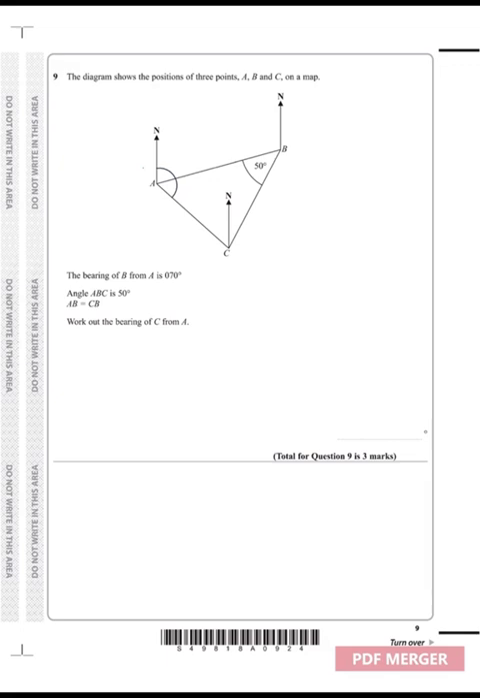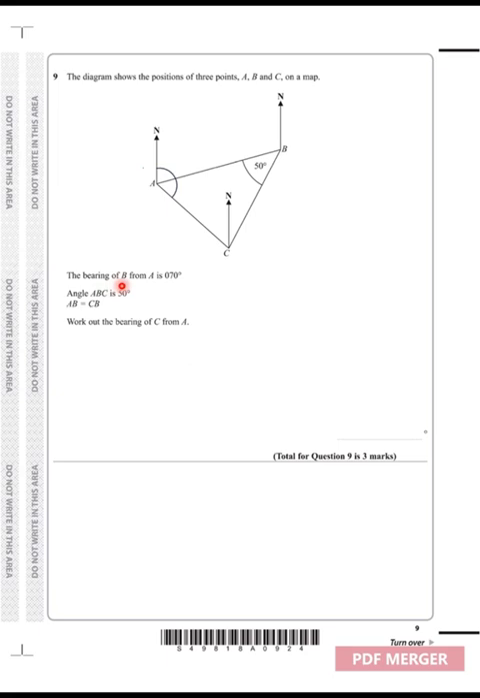The diagram shows the positions of 3 points A, B, and C on a map. The bearing of B from A is 070 degrees. Angle ABC is 50 degrees. AB is equal to CB. Work out the bearing of C from A. So this is from bearing. Now, the rule for bearing is that all angles need to be in 3 digits.